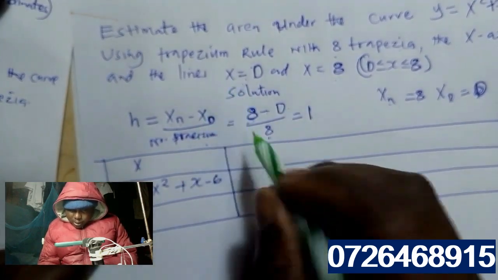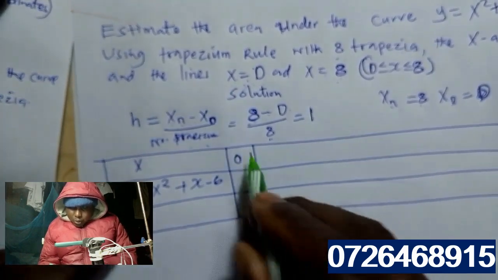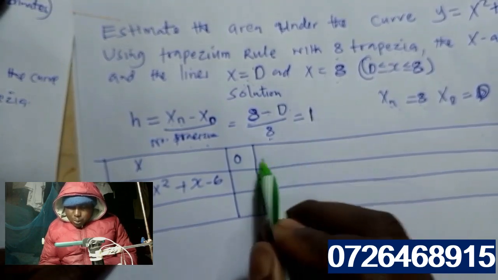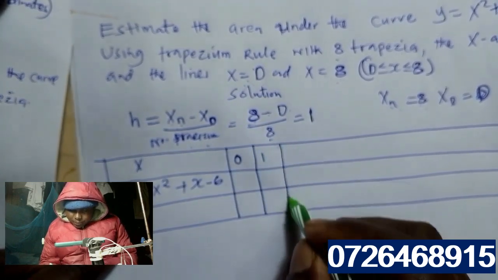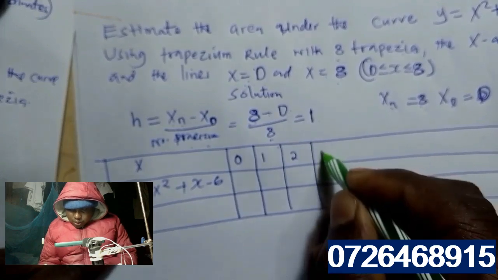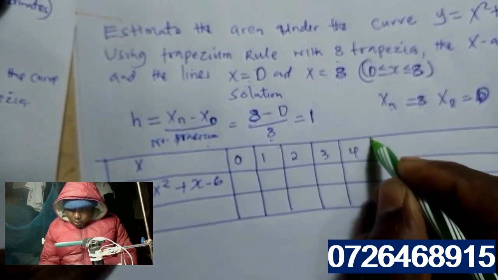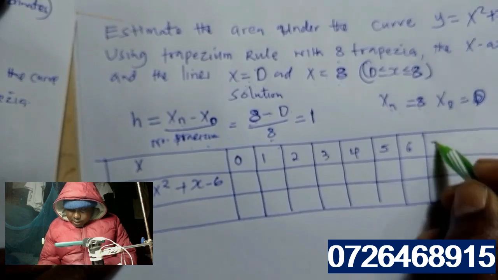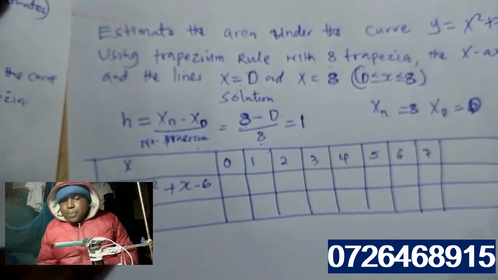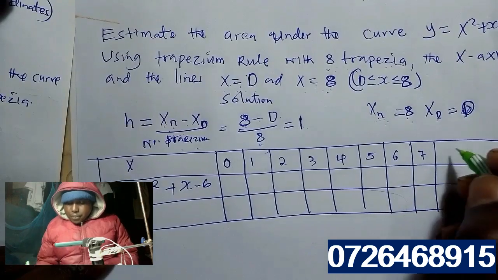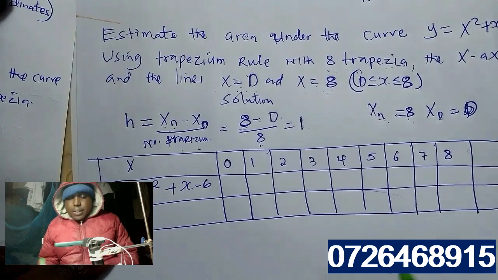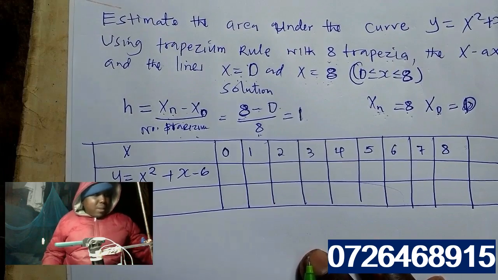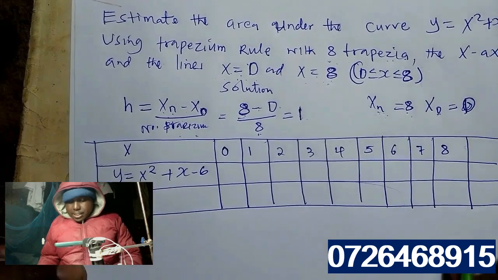So values of x, we are starting at 0. Our width will be 1, 1, 1 because our h is 1. So the width must be uniform, it is 1. So it is 0, 1, 2, 3, 4, 5, 6, 7, 8. We stop at 8 because that's where the range reaches.